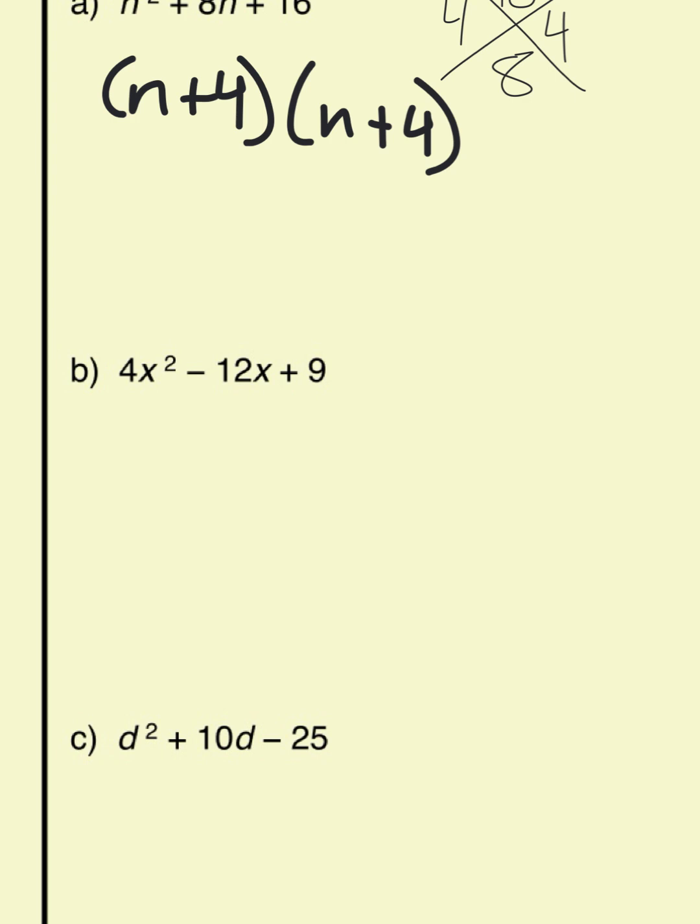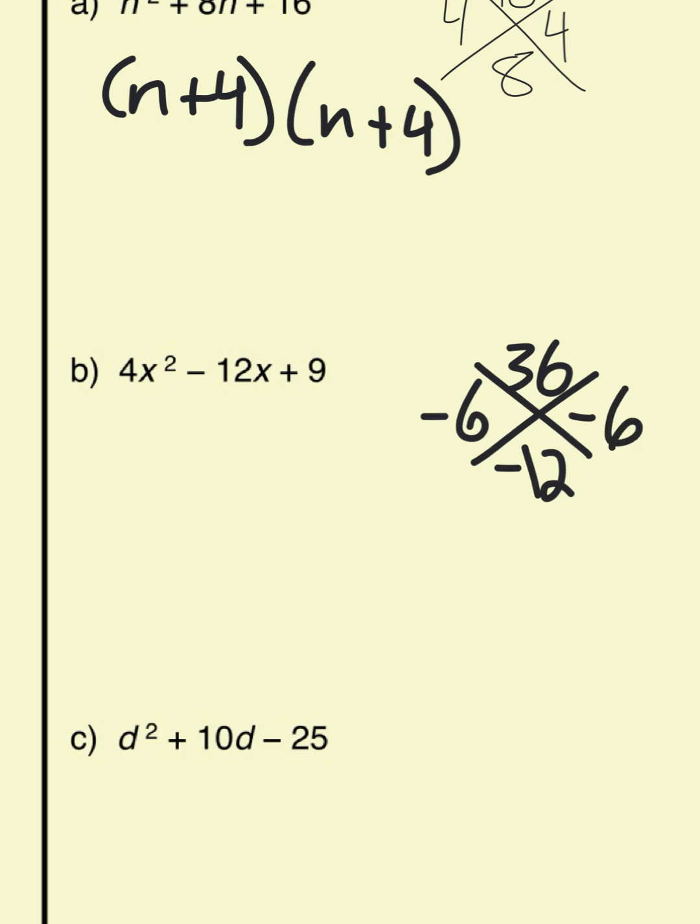Same with this next one. We can use our magic number. 4 times 9 is 36, so what multiplies to 36 and adds to negative 12? That's going to be negative 6 and negative 6. So here would be your key, since those are the same numbers. You could split this into 4x squared minus 6x plus 9, or it's going to be that perfect square pattern.